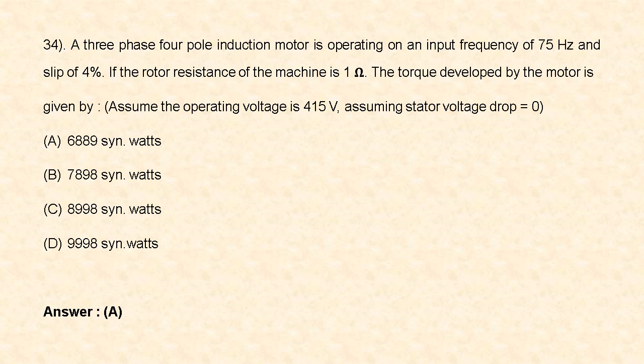Next question. A 3-phase 4-pole induction motor is operating on an input frequency of 75 Hz and slip of 4%. The rotor resistance of the machine is 1 ohm. The torque developed by the motor is given by, assuming the operating voltage is 415 volt, assuming stator voltage drop is equal to 0. Option A 6889 synchronous watts, option B 7898 synchronous watts, option C 8998 synchronous watts, option D 9998 synchronous watts. Here option A is correct. Let us see the solution.